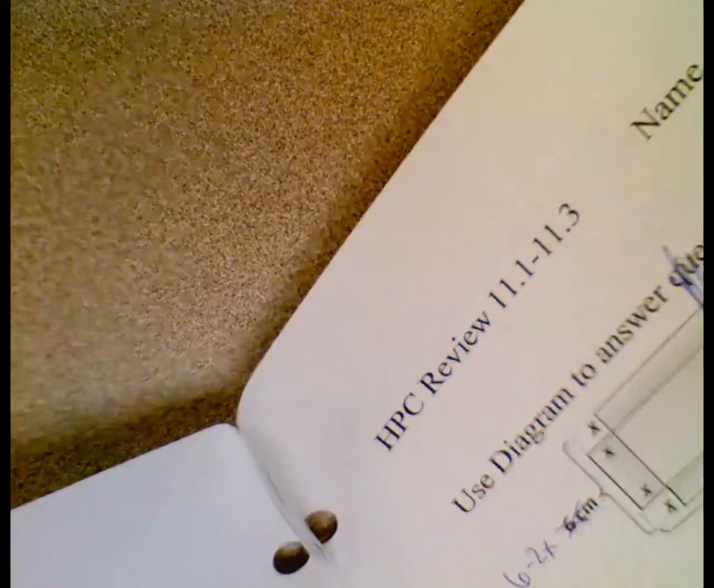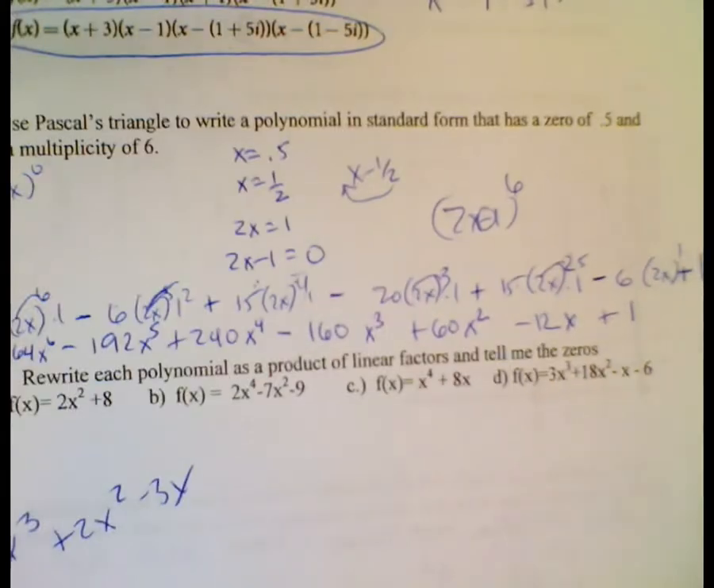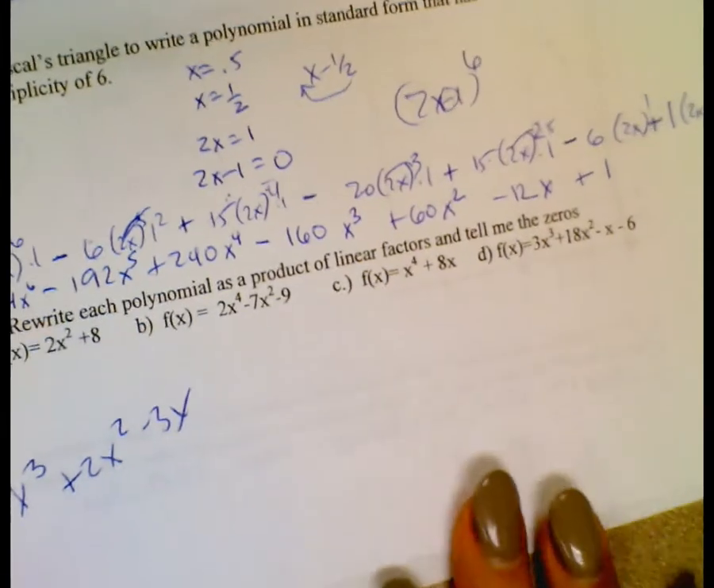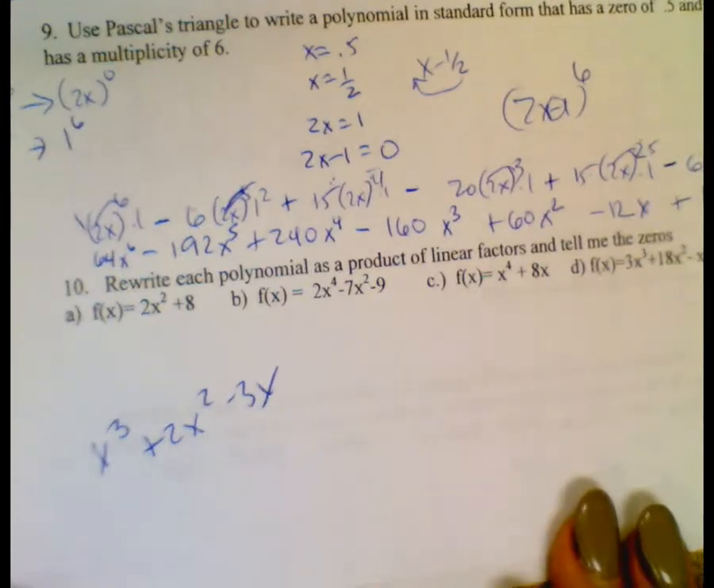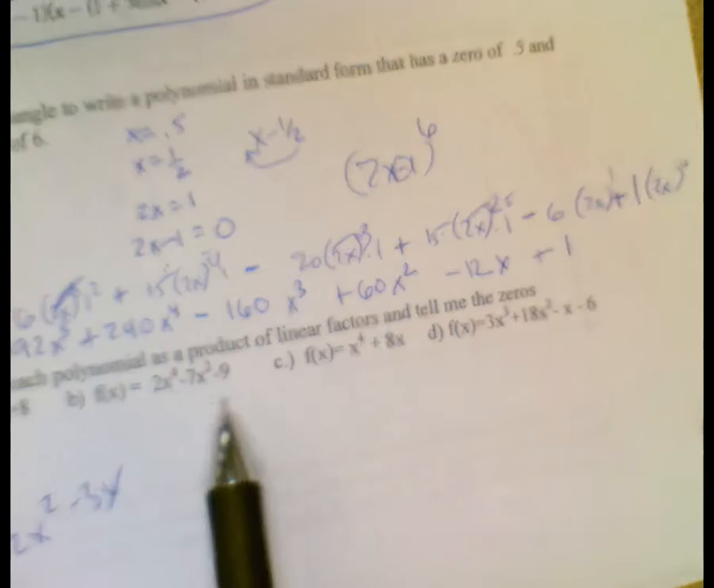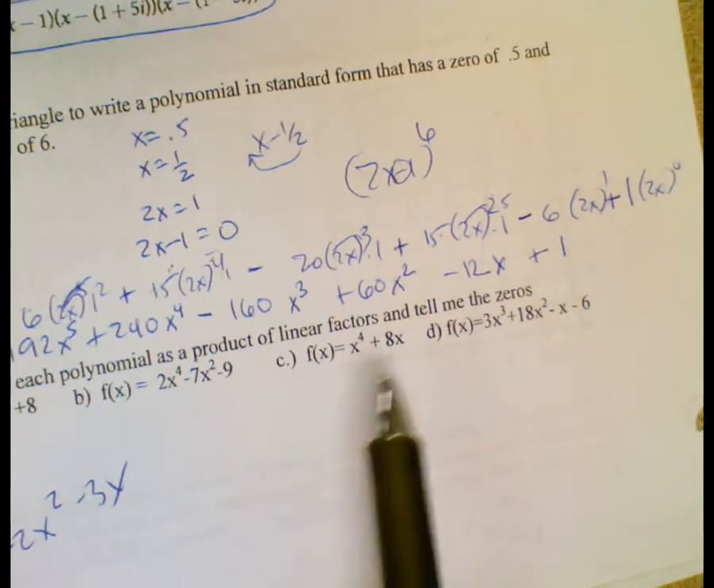Okay, we're starting back up with the 11.1 through 11.3 review, this one right here. But we're on number 10. There's already a video for 1 through 9 right before this one, so look for a number. We're starting at number 10. It says rewrite each polynomial as a product of linear factors and tell me the zeros.